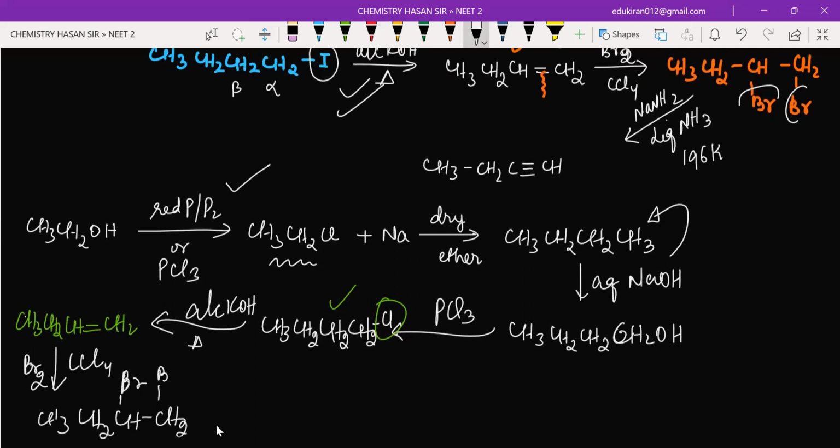And then the final step, sodium amide in the presence of liquid NH3. And then you will go. Only I changed one of the steps.